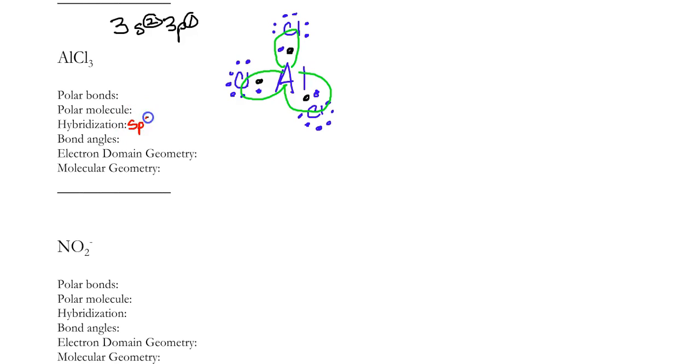sp2, 3 orbitals, an s and 2 p's. Bond angles, if it's in this family, 120. All right, so it's easy to understand. This is 120. And of course, what's the electron domain geometry? Trigonal planar. Why? Because I have electrons in 3 positions that repel themselves. What's the molecular geometry? Where the atoms are, same position, is also trigonal planar.